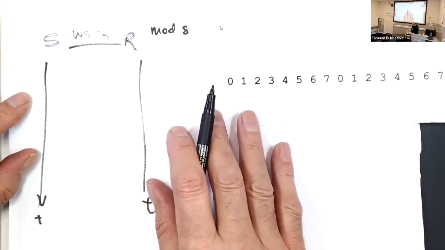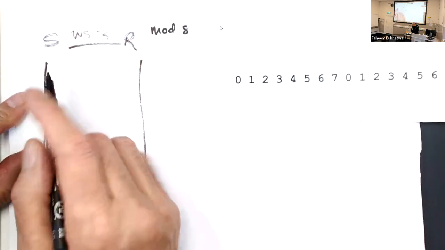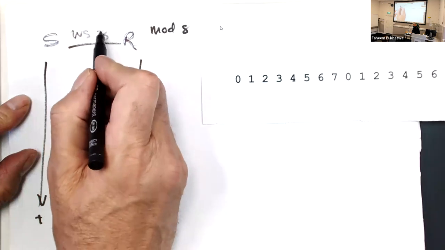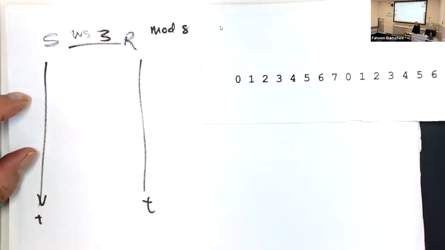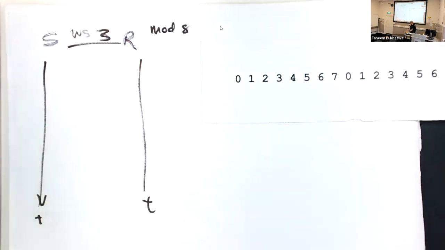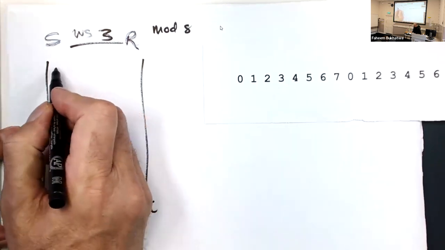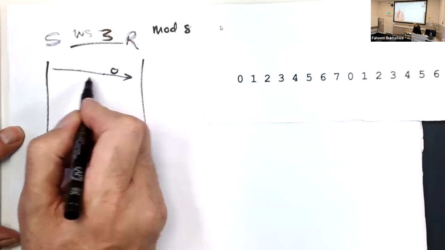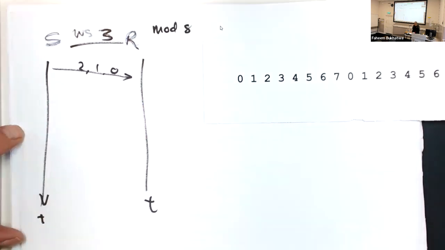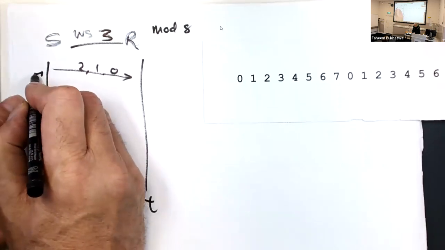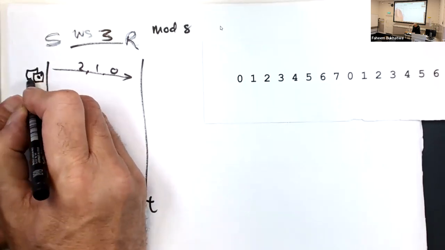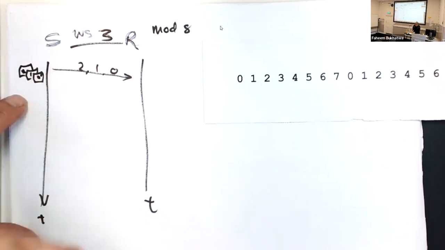Whenever the sender starts sending, based on the window size, what are the frame numbers that the sender will send? Start with 0, 1, 2. So frame number 0 is sent, number 1 and number 2. Don't forget to say a copy of each frame is kept.